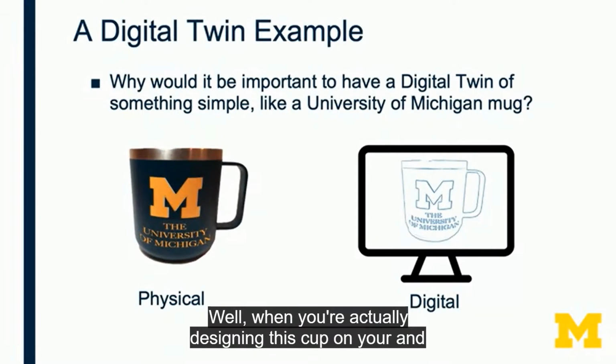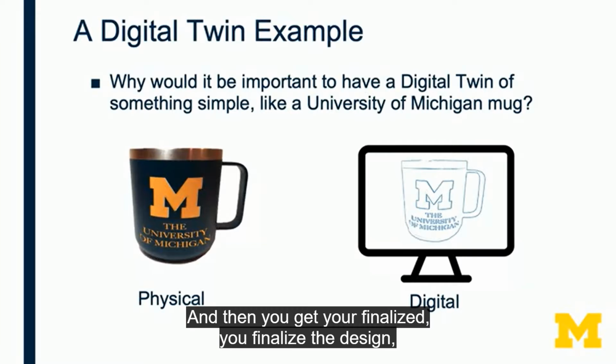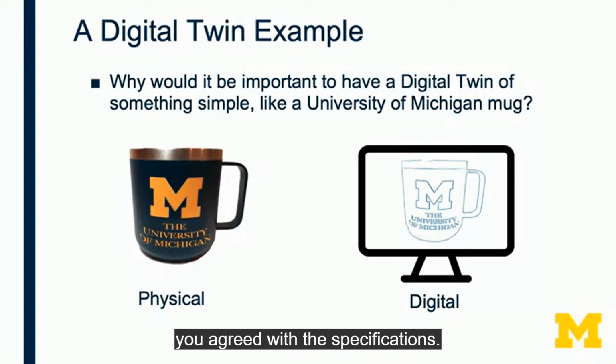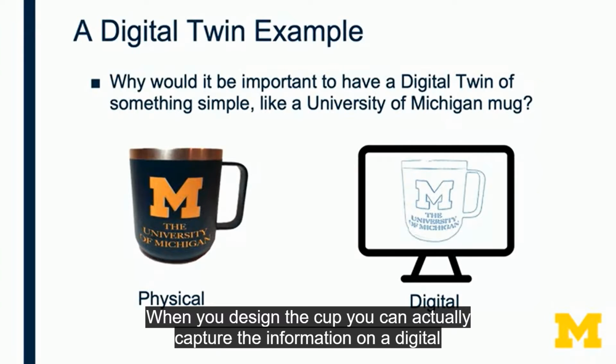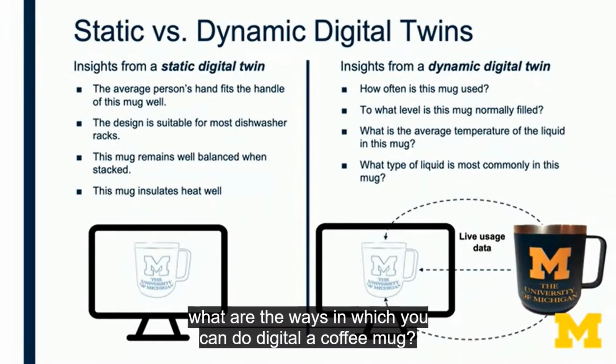Well, when you're designing this cup and then manufacturing it, you finalize the design, you agree on the specifications, and then you mass produce the cup. When you design the cup, you can capture the information in a digital format. So what are the ways in which you can do a digital twin of a coffee mug?